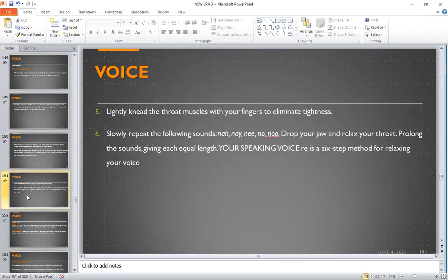Lightly knead the throat muscles. This is more of massaging already. Slowly repeat the following. Some singers do this. They call it vocalization, right? So it's the same thing.